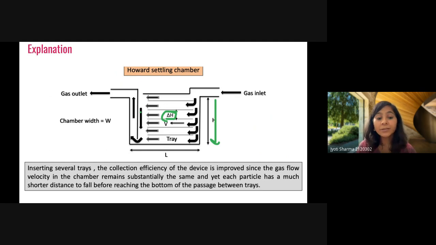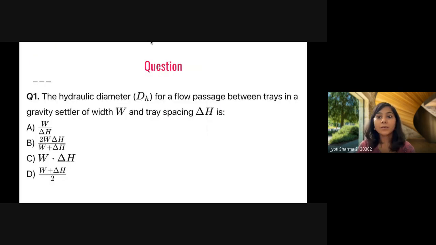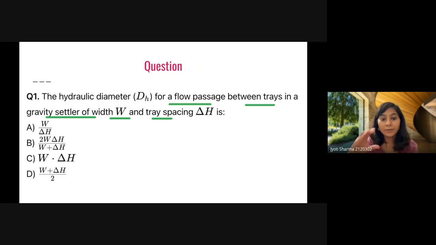So by inserting several trays, the collection efficiency of the device is improved, since the gas flow velocity in the chamber remains substantially the same, yet each particle has a much shorter distance to fall before reaching the bottom of the passage. I will not derive these. If we have hydraulic diameter dH for the flow passages between trays in the gravity settler that have a width of W, and the tray spacing is del H, then how will you define the hydraulic diameter?